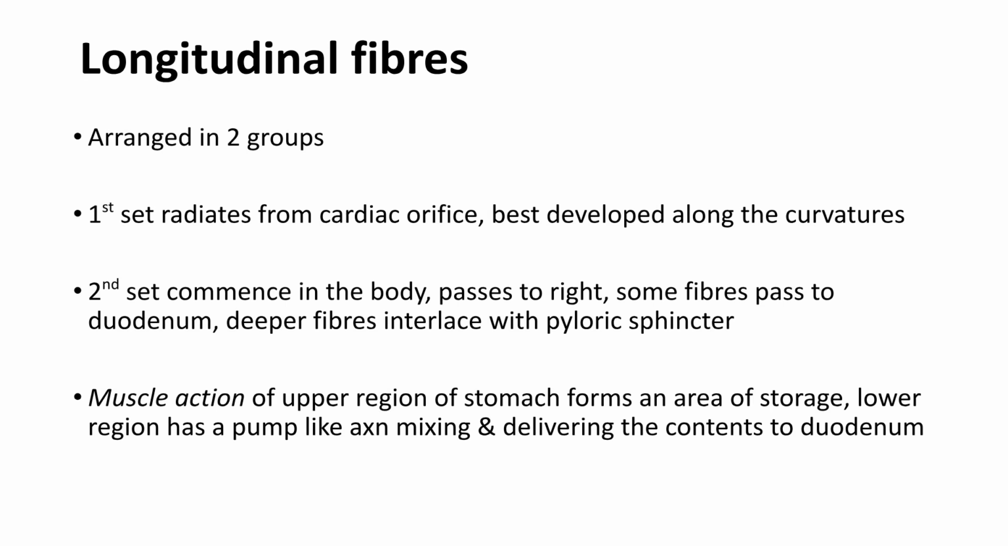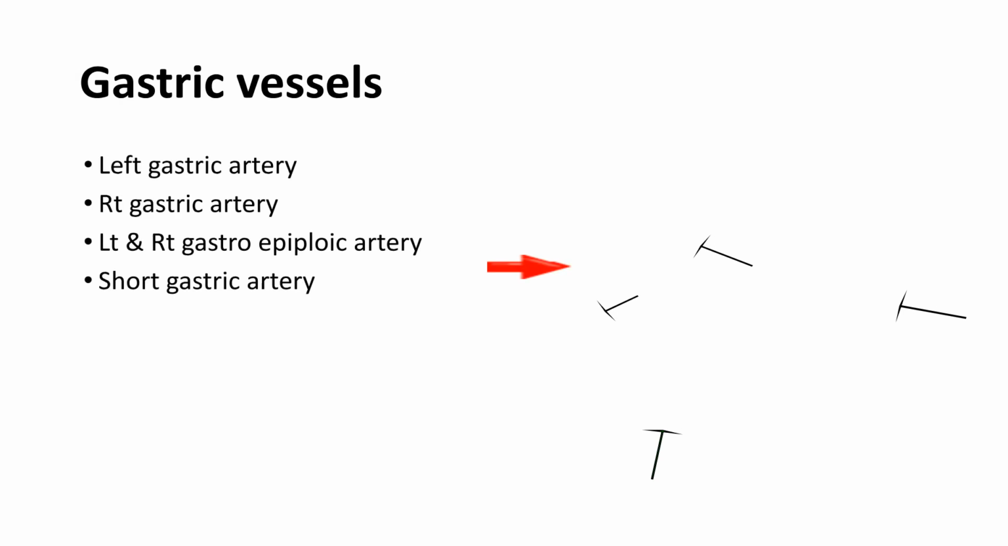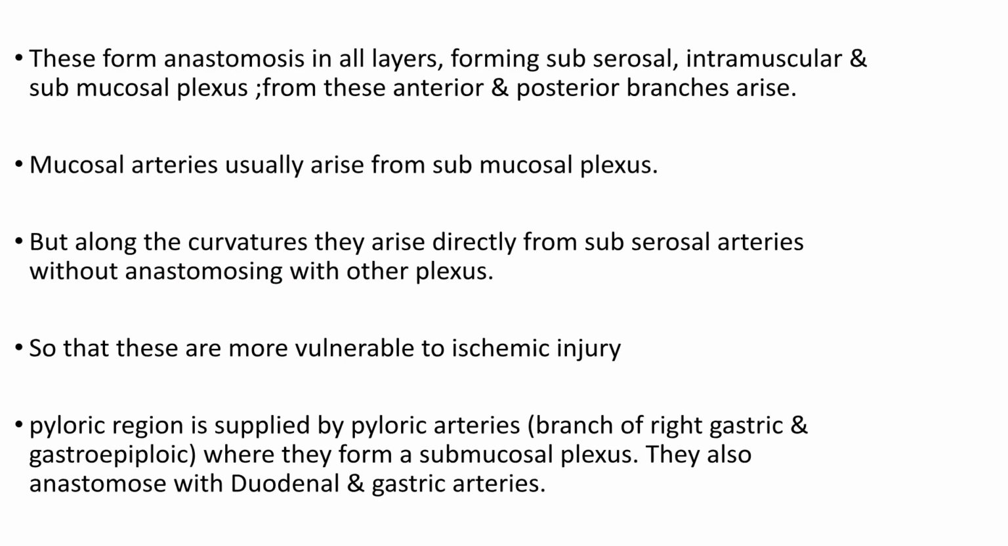The upper region of the stomach acts as a storage area, while the lower region has a pump-like action for mixing and delivering contents to the duodenum. Gastric vessels include the left gastric artery, right gastric artery, left and right gastroepiploic artery, and short gastric artery. These arteries anastomose in all layers, forming subserosal, intramuscular, and submucosal plexuses.